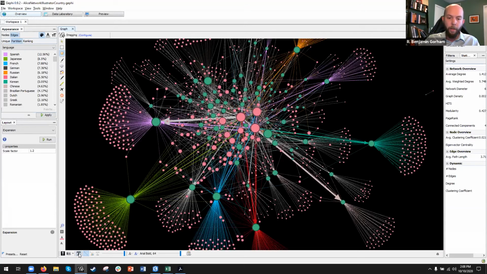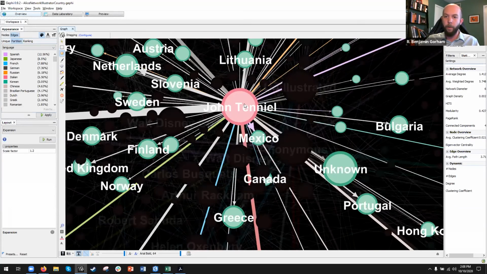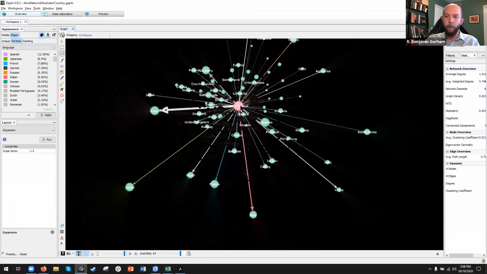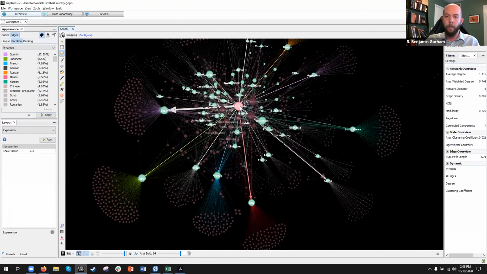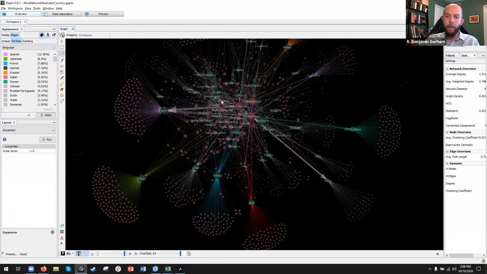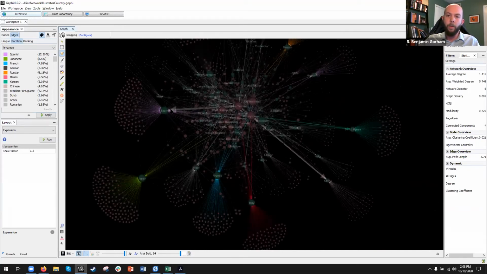So I'm going to turn on the labels so that we can start to see what this really means. And I'm going to zoom way in here, and obviously right at the center of everything, illustrators and countries, we have John Tenniel here. Biggest dot, most influential member of the network, connected to so many different countries, all of these other green dots around them. And so we can start to isolate individual neighborhoods or networks or groups.